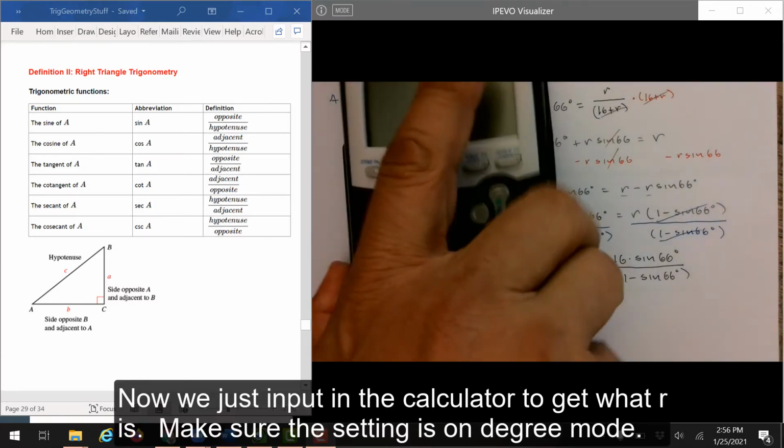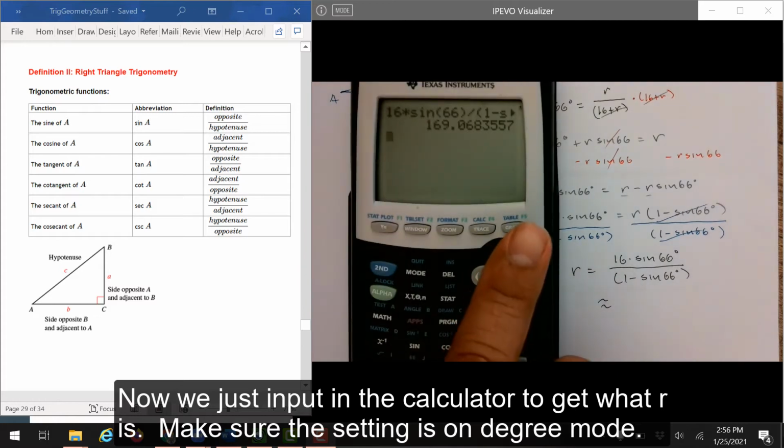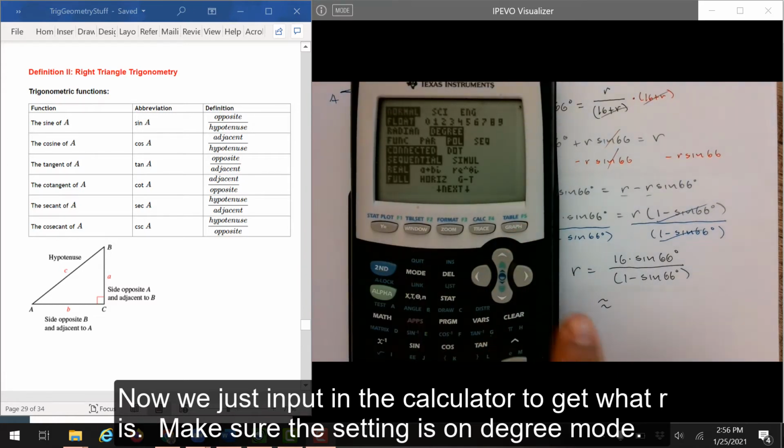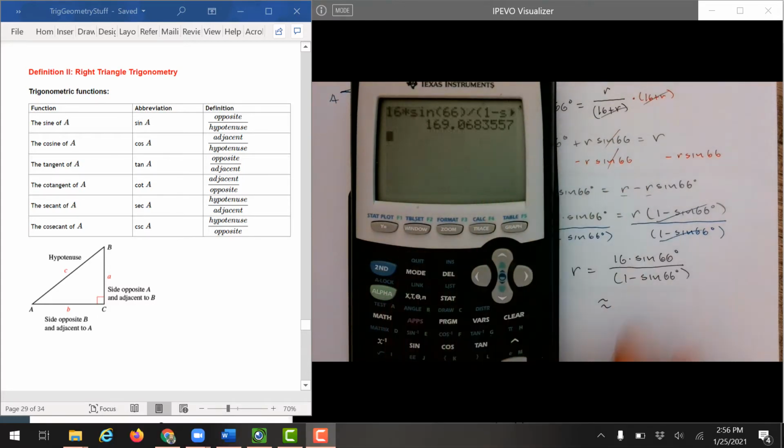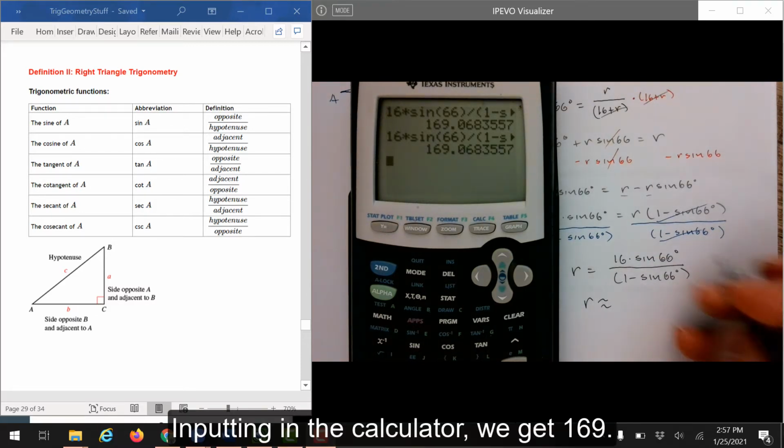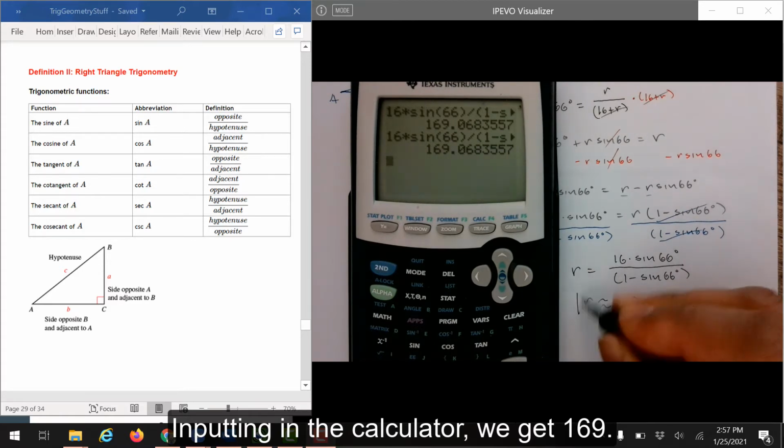Now we just input in the calculator to get what r is. Make sure the setting is on degree mode. Inputting it in the calculator, we get 169.